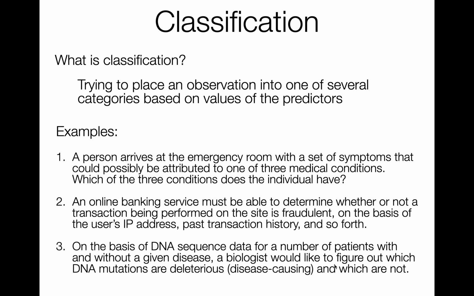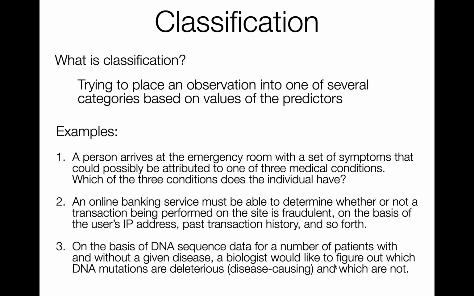So what kind of examples or questions might I ask? These are just 3 from our book, ISLR, but I think they're good ones to think about. A person arrives at the emergency room with some symptoms, and we determine that those symptoms could be attributed to one of 3 medical conditions, and so the question is, which one of those 3 does the individual have? Online banking services often must determine whether or not a transaction being performed on a site is fraudulent. So just fraudulent or not, on the basis of the user's IP address, past transaction history, and lots of other data that the banking service will have on that person.